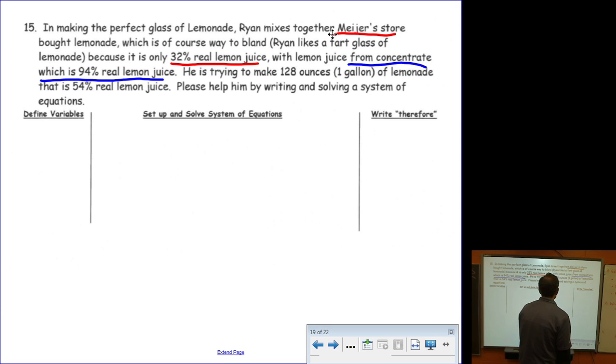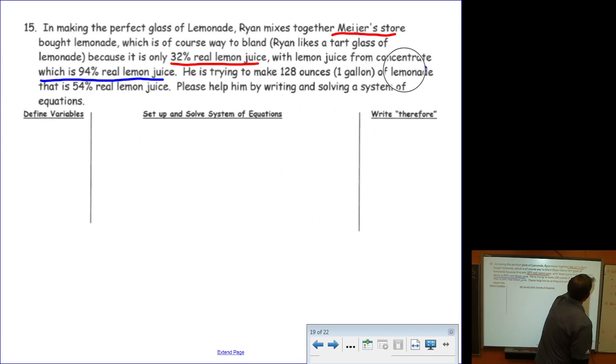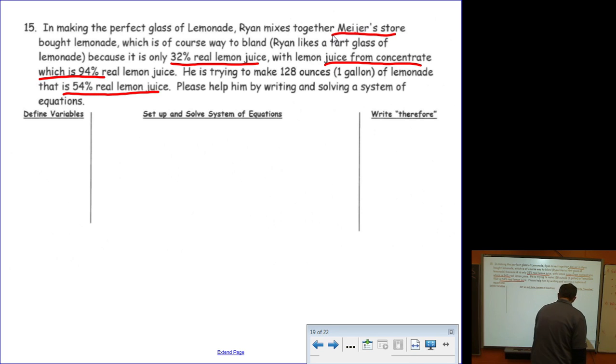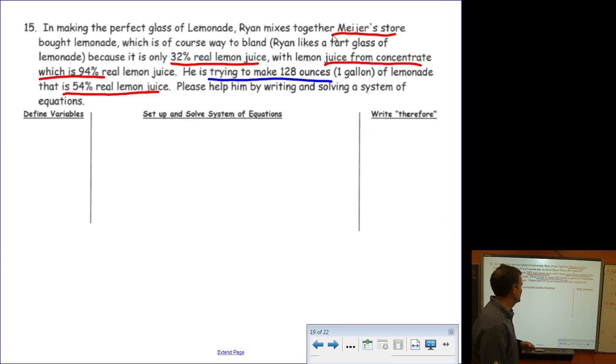That was not right. Let's go back and do that again. The juice from concentrate is 98%, and he wants to make a mixture that is 54%. So all the percents represent one equation. And then he's trying to make 128 ounces. That's the other equation. And how much of each one he should use would be his variables.